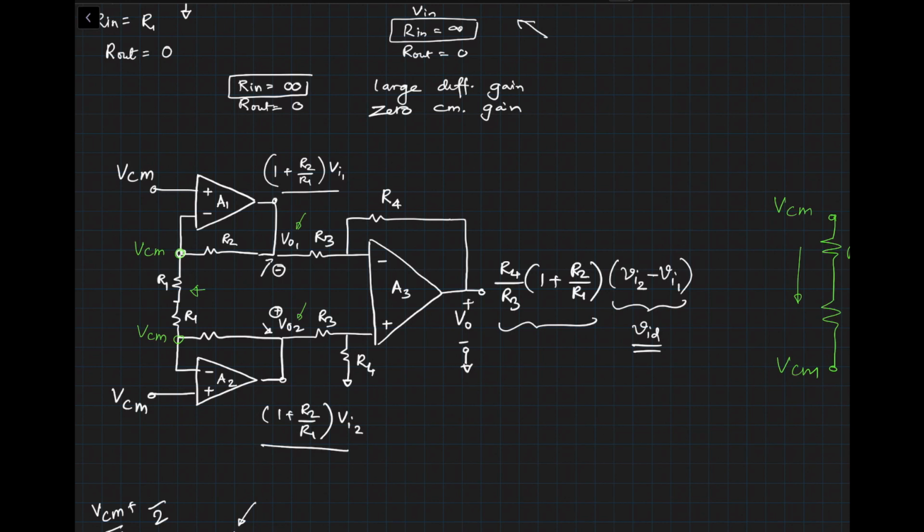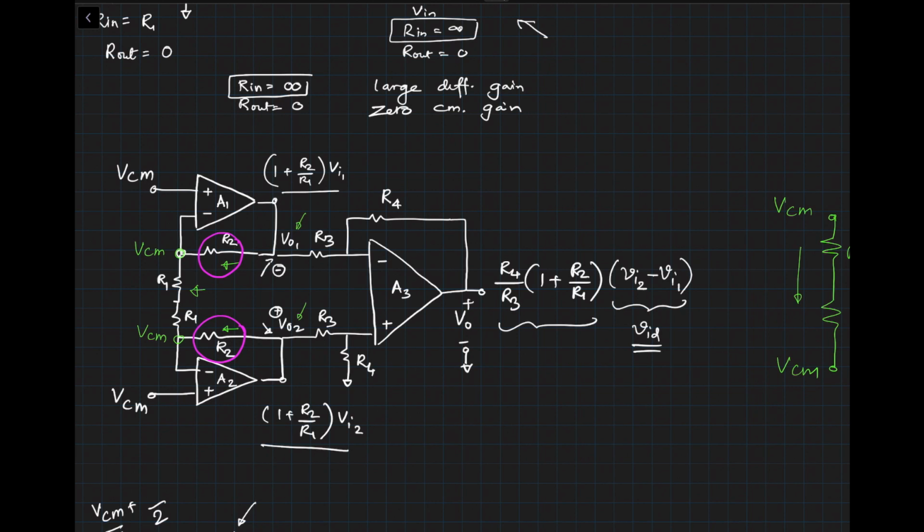And applying Kirchhoff's current law, there is no common mode current flowing through both the R2s, which are in the feedback path for A1 and A2. So let me draw the picture again here. There is no common mode current flowing through this R2, and no common mode current flowing through this R2 also. As a result, the output will not have any gain due to the common mode voltage. Let me repeat that. At the output, you will not see a component due to the VCM input.